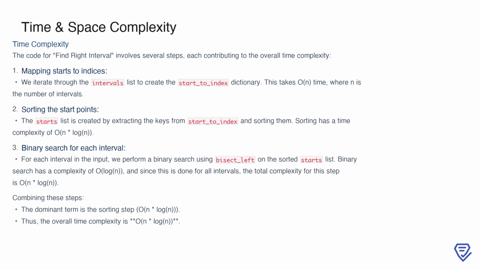Finally, for each interval, we perform a binary search on the sorted list of start points using the bisect_left function. Each binary search takes O(log n), and since this is repeated for all intervals, the total time complexity for this step becomes O(n log n). When we combine these steps, the sorting operation, which is O(n log n), is the dominant term. Therefore, the overall time complexity of the solution is O(n log n).